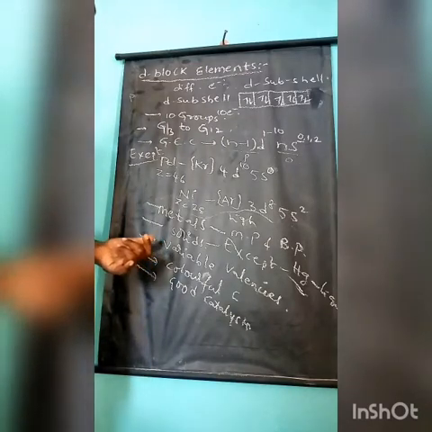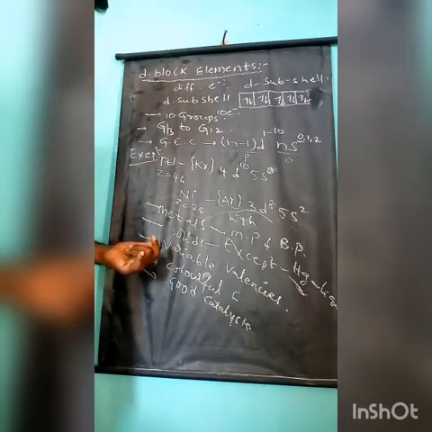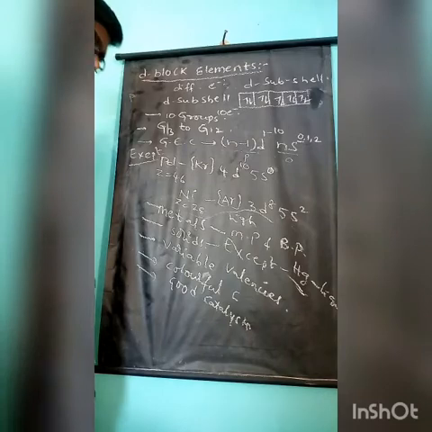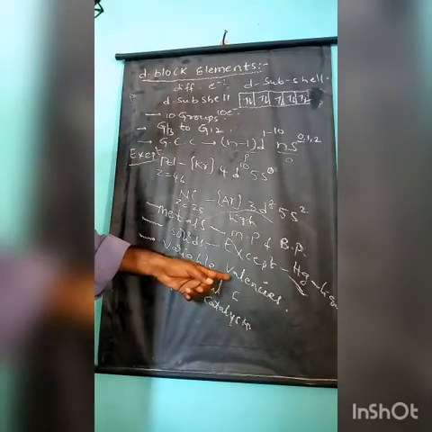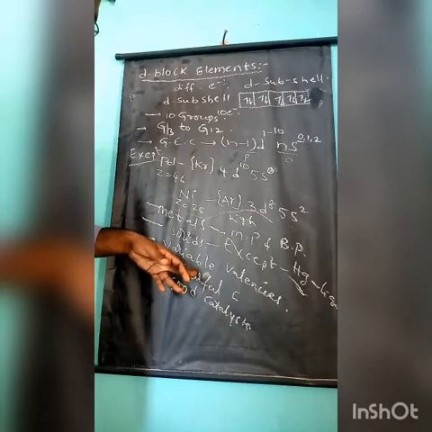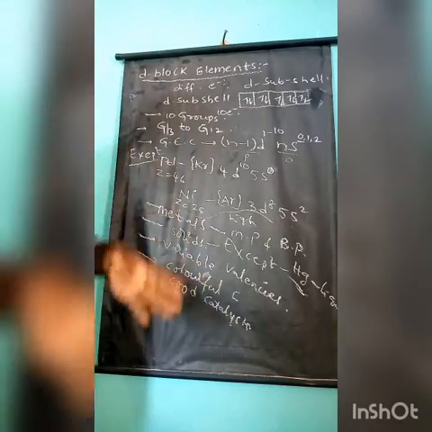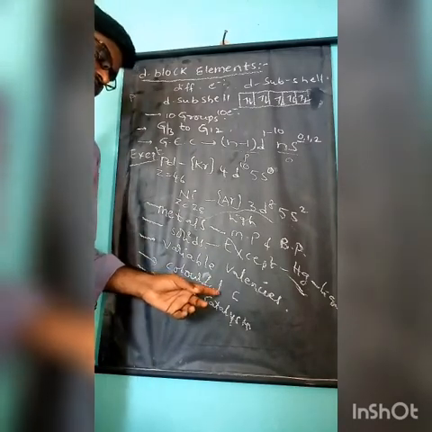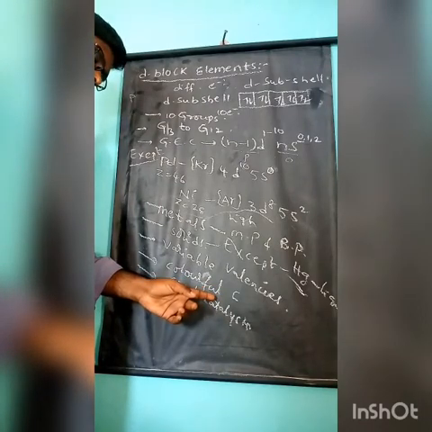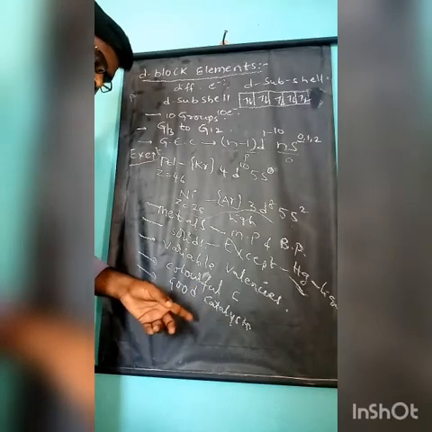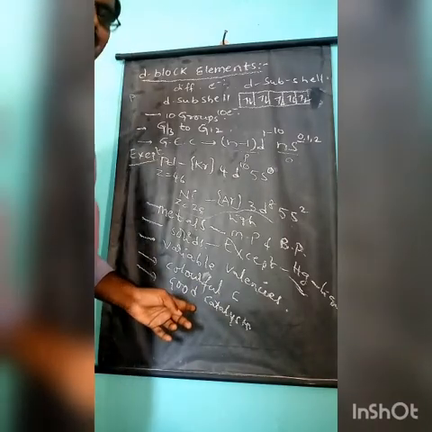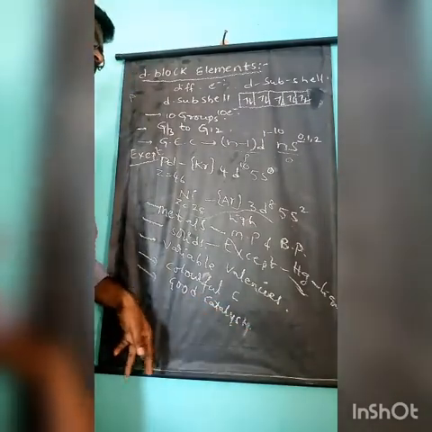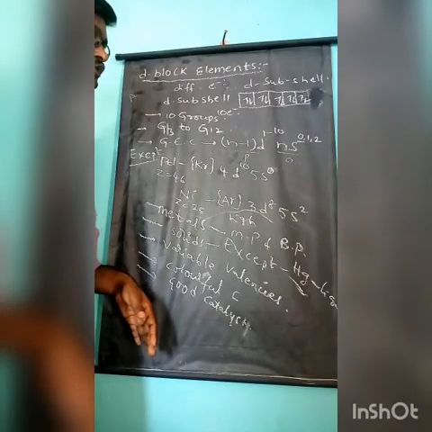Next point, D block elements show variable valencies, are colorful, and act as good catalysts. These are the points about D block elements.